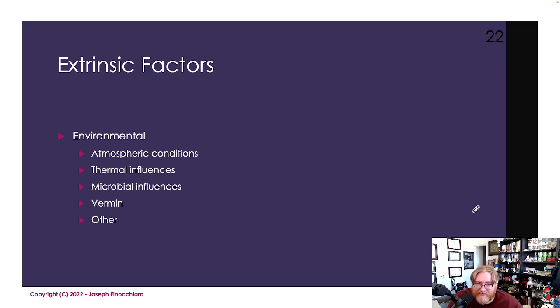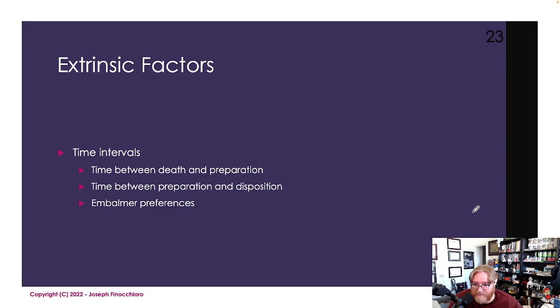And then there are extrinsic factors, things on the outside of the body: atmospheric conditions, thermal influences, external microbial influences. You have microorganisms in your intestines. We have them on the surface of everything in our environment. Vermin and other things could come into play. Time intervals: what is the time between death and preparation? What is the time between preparation and disposition? And what is the embalmer's preference for things that we are going to do? Do we like raising femorals versus raising carotids? Those things come into play.